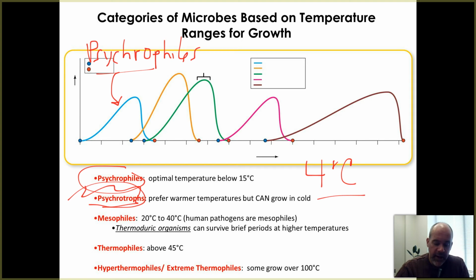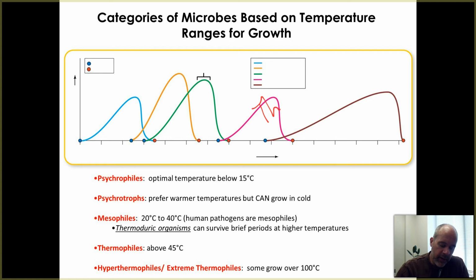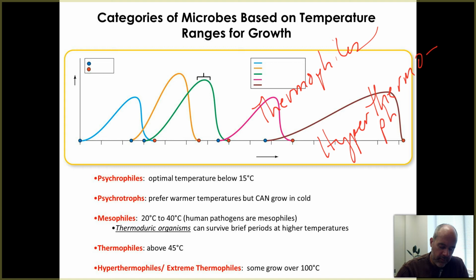Over here on the right-hand side, you have in purple here, and take a look at this diagram in your textbook where you actually have the temperatures on the page. In purple or pink there, you've got the thermophiles, and in brown over here, these are your hyperthermophiles. Thermophiles generally grow best at temperatures above 45 Celsius, which is over 114 Fahrenheit.